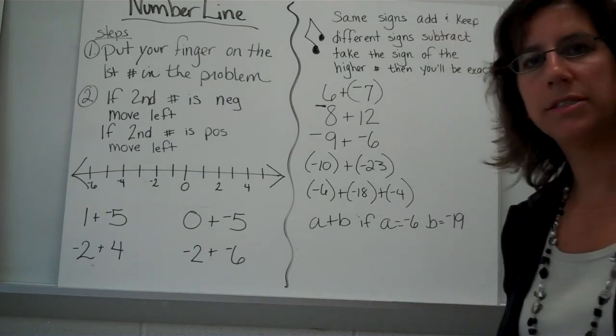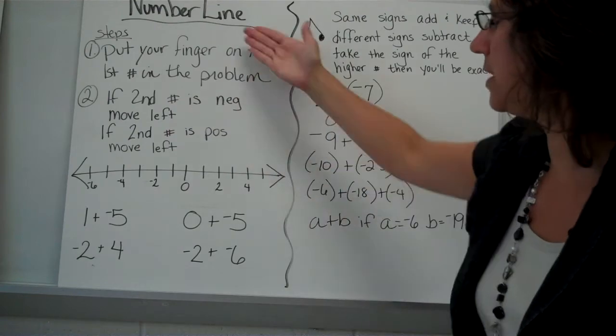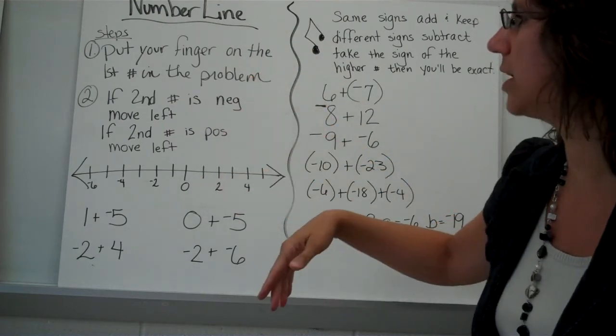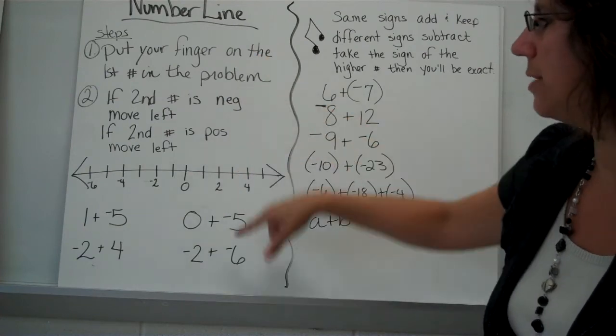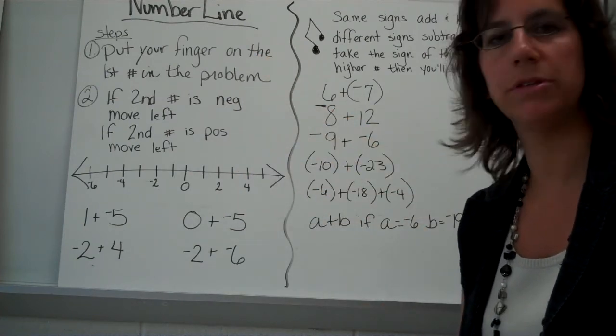Not only can you use models to add integers, but you can also use a number line. Go ahead and copy down this information here. Here are the steps on how you can use the number line to add integers. And then we'll do some examples together. So pause the video, and then we'll continue on with those examples.